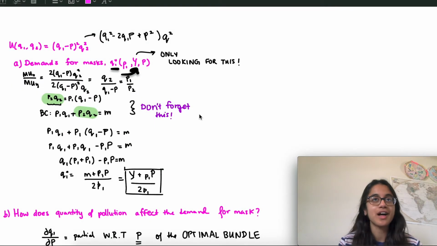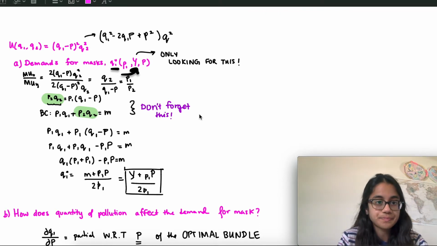We talked about a lot of different demand functions or utility functions, consumer expenditure problems, and utility maximization problems. Let's deep dive into some of these specifics and apply it to the real world. This question asks about a utility function and the demand for masks.